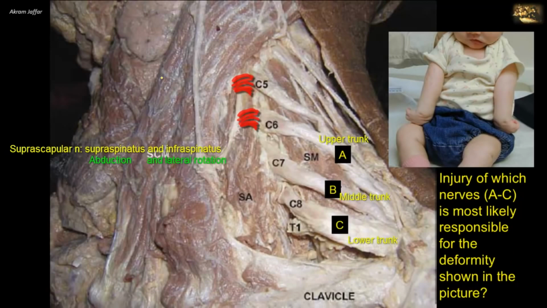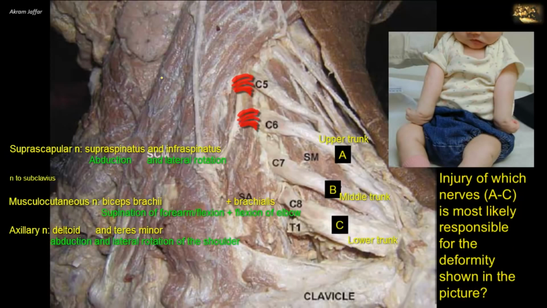Other nerves containing fibers derived from C5 and C6 are also affected, such as nerve to subclavius, which is not that important, but the important nerves are the musculocutaneous and axillary nerves. Therefore, the position of the limb will be characteristic. It may hang by the side, adducted and medially rotated by the unopposed pectoralis major muscle. Adducted, as you can see, and medially rotated.